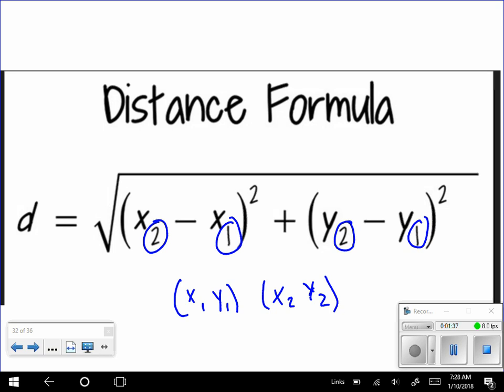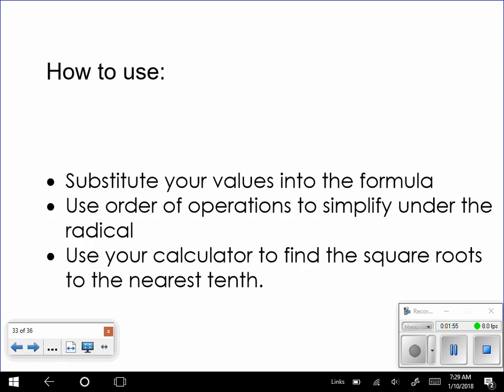So the steps to working with the distance formula, make sure you write this down. This is important. You will probably be expected to memorize it. So we have the square root of x2 minus x1 squared plus y2 minus y1 squared. So how to use it?